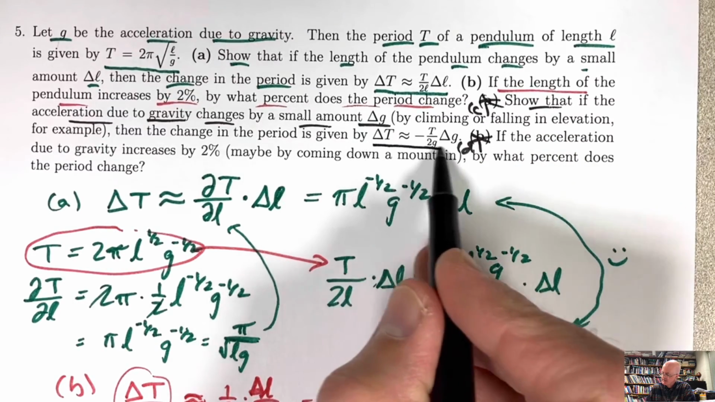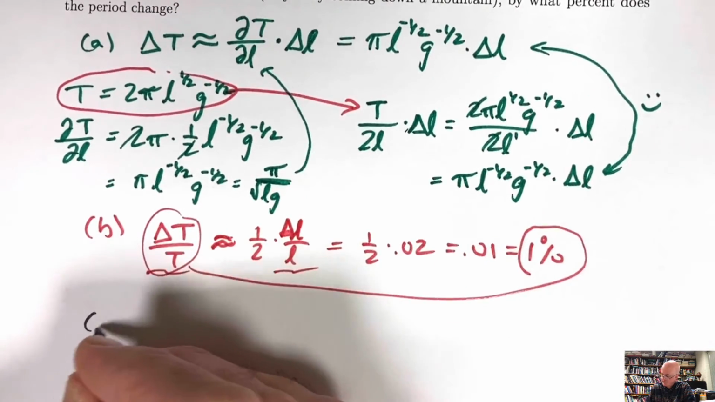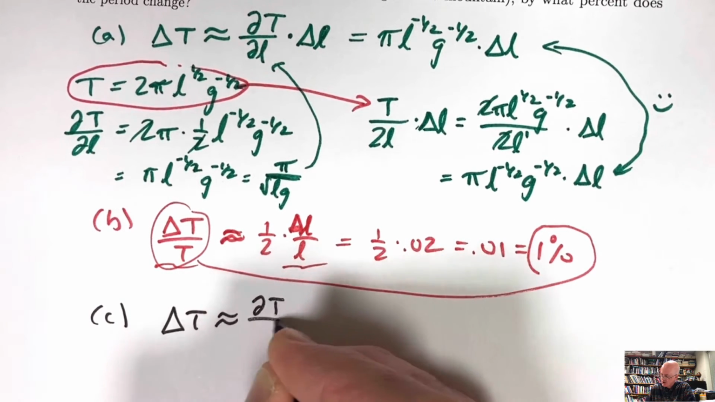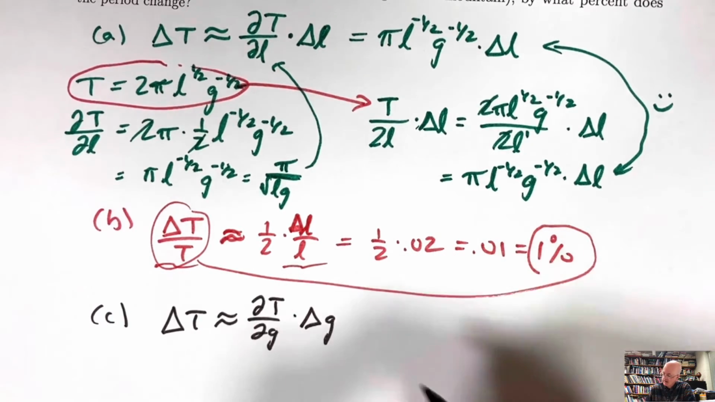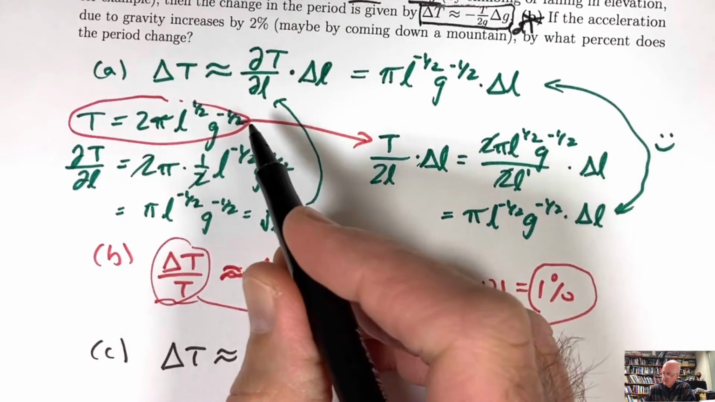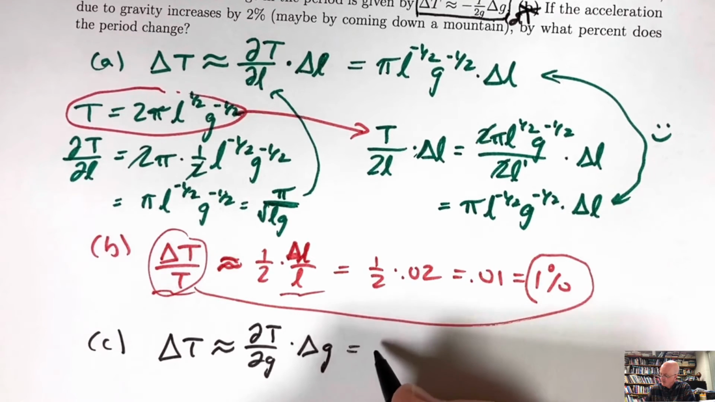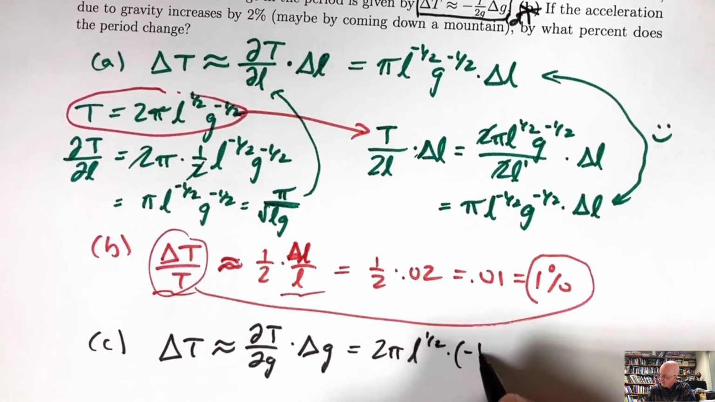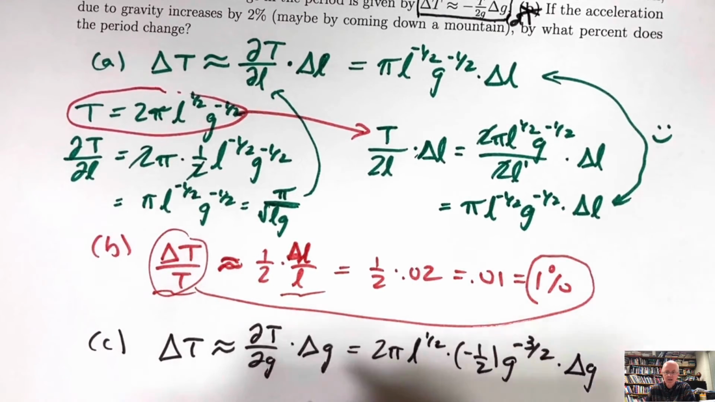We want to show that this approximate equation is true. It's very similar to the original part A and B. But now I'm taking the derivative with respect to G instead of with respect to L. I'm using partial derivative notation again. I want to differentiate this now with respect to G, treat everything else here as a constant, bring down the negative 1/2, 2 pi L to the positive 1/2, or positive 1/2 times negative 1/2 G to the negative 3/2 times delta G here in this expression.